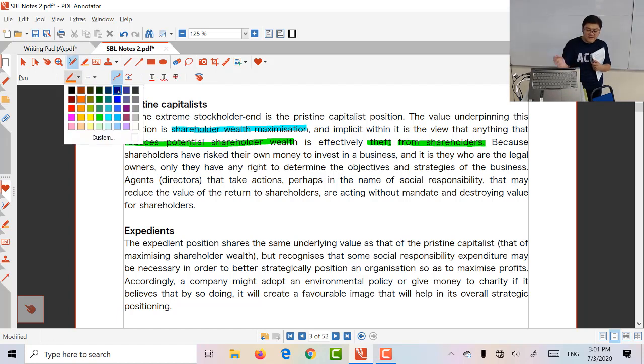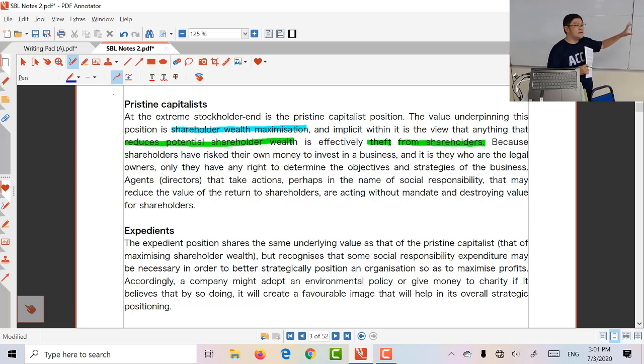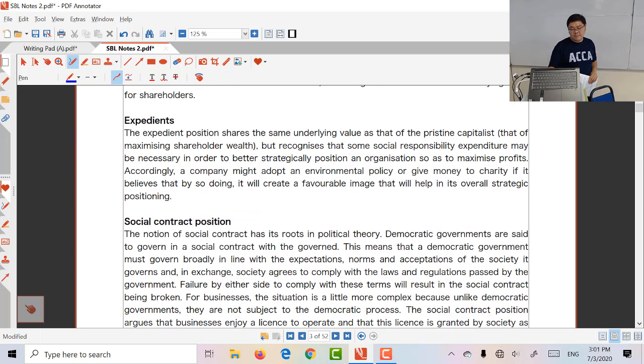Now, if you go back to Johnson and Scholes earlier, this is exactly the same as what? Short-term shareholder interest. Okay, come down to Expedient.